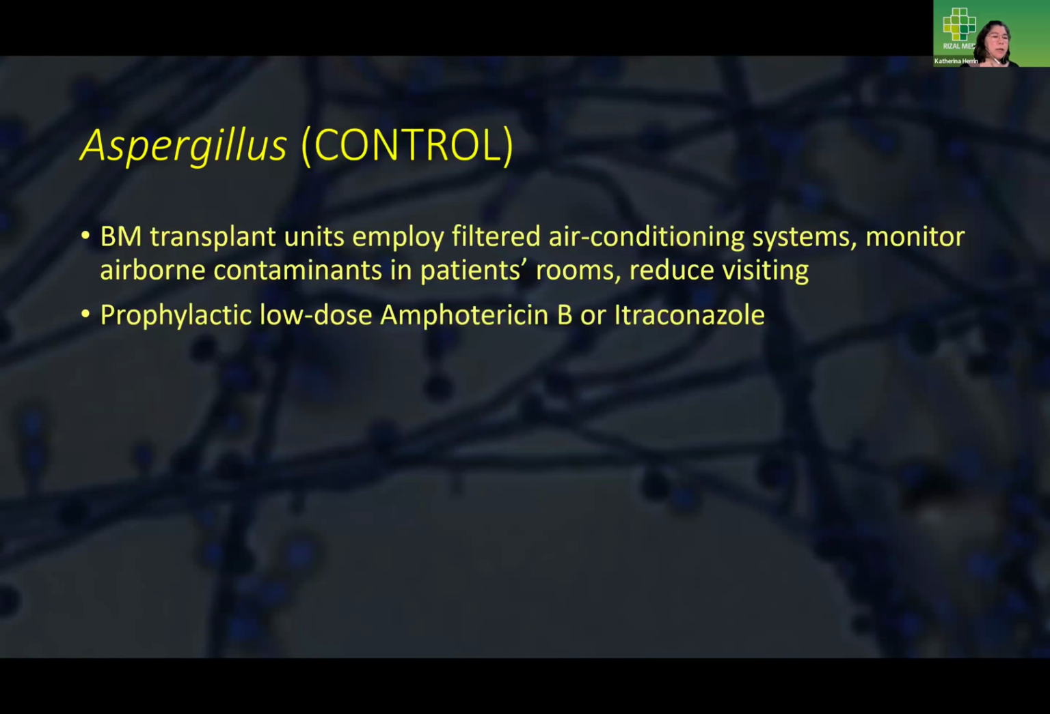Bone marrow transplant units use air conditioning systems with heavy filters, and monitoring of airborne contaminants should be done. Some patients at risk for invasive aspergillosis are given prophylactic low-dose amphotericin B or itraconazole.